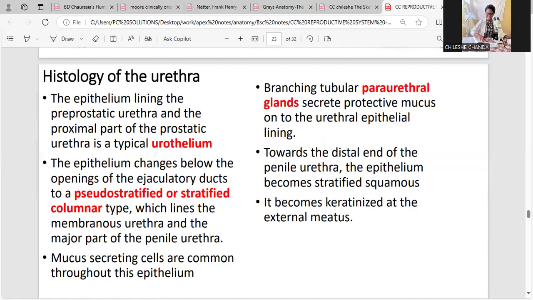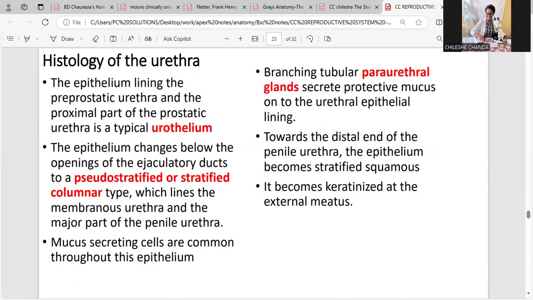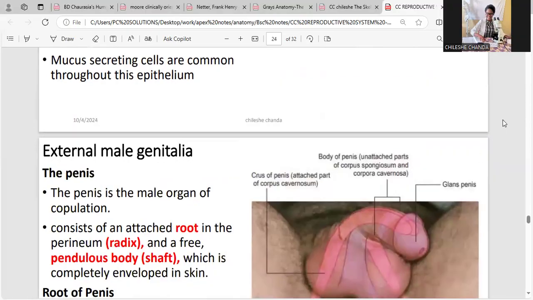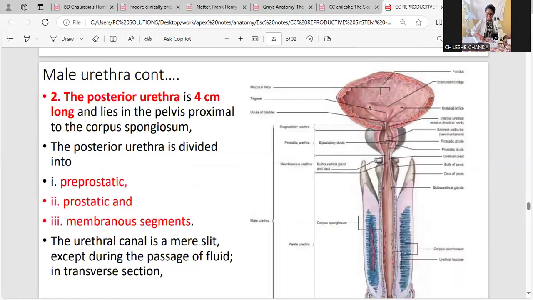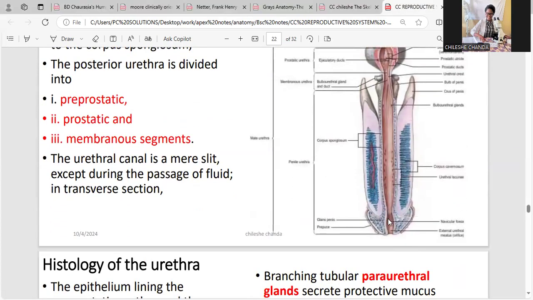And then we have branching tubular paraurethral glands also, which produce mucus for protection against anything in the urethral epithelium. Towards the distal end of the penile urethra, the epithelium becomes stratified squamous. So at the end of the penis, towards the distal portion, as the urethra is coming out, we're going to find that it is stratified squamous.